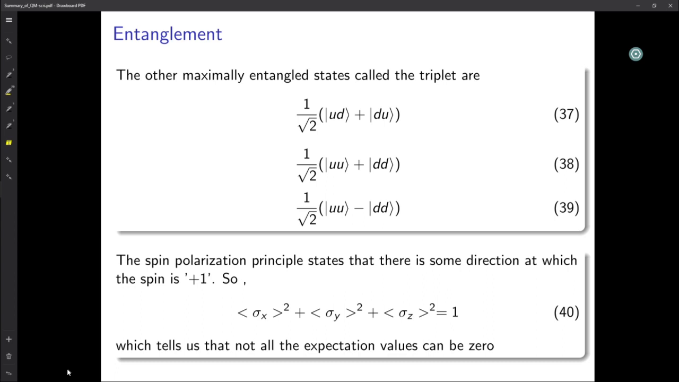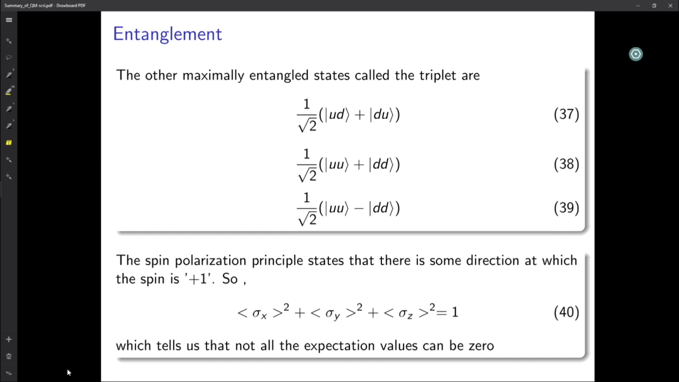So one more, and I think it's almost done. So I'll just go on with it. The spin polarization principle states that there is some direction at which the spin is plus one. Plus one in the sense, in our case, the up direction along the z-axis. So at some direction it has to be plus one. As we have seen, our average values of sigma were zero initially. But our spin polarization principle states that at one point it should be plus one.